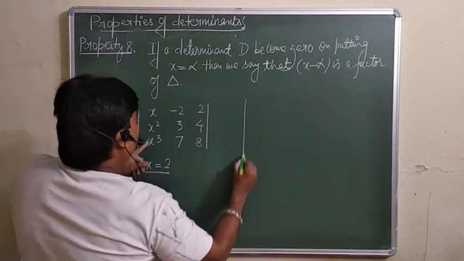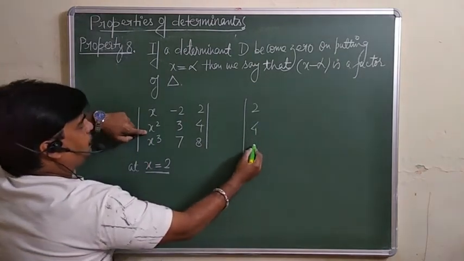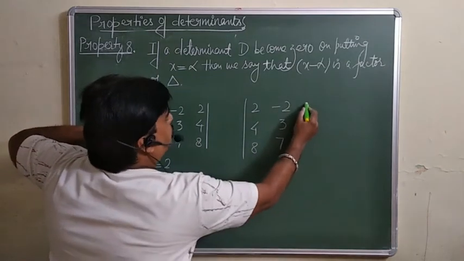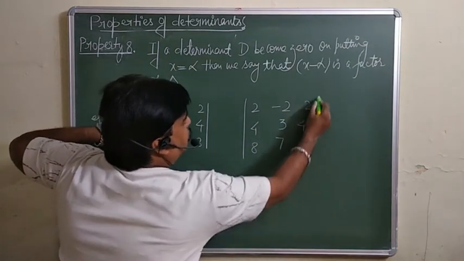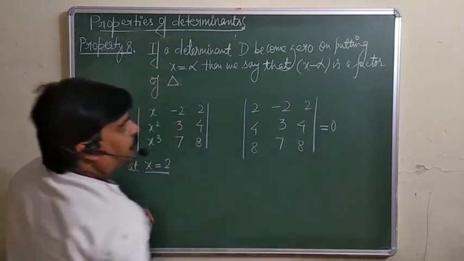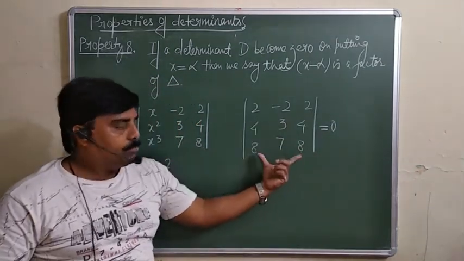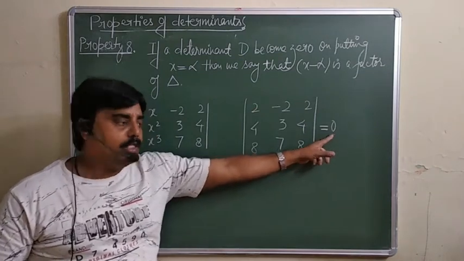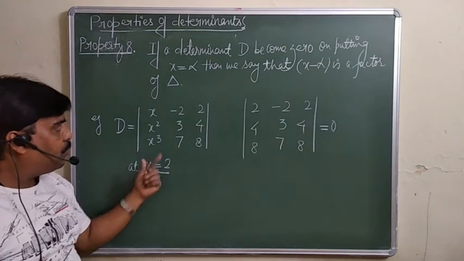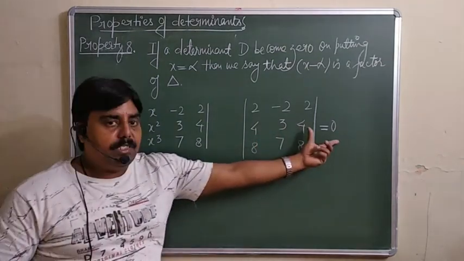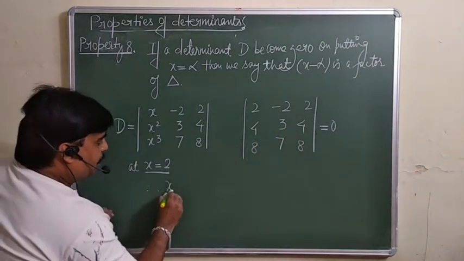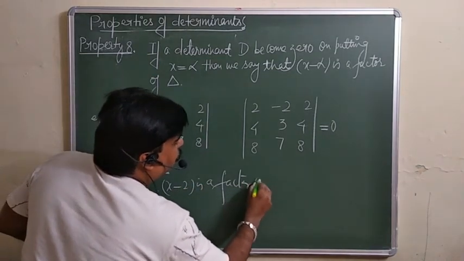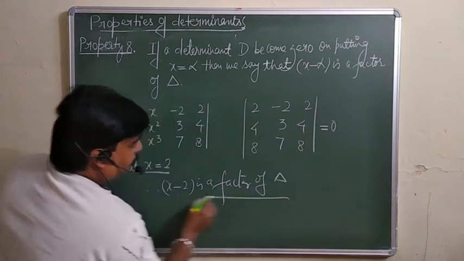You will get 2, 2 square is 4, then 8, then minus 2, 3, 7, 2, 4, 8. So the determinant of this one will be 0 because two columns are identical. This is the property. So two columns are identical, so the determinant will be 0. After putting x equal to 2 here, it becomes 0. Then you can say, therefore, x minus 2 is a factor of this determinant. Have a look.